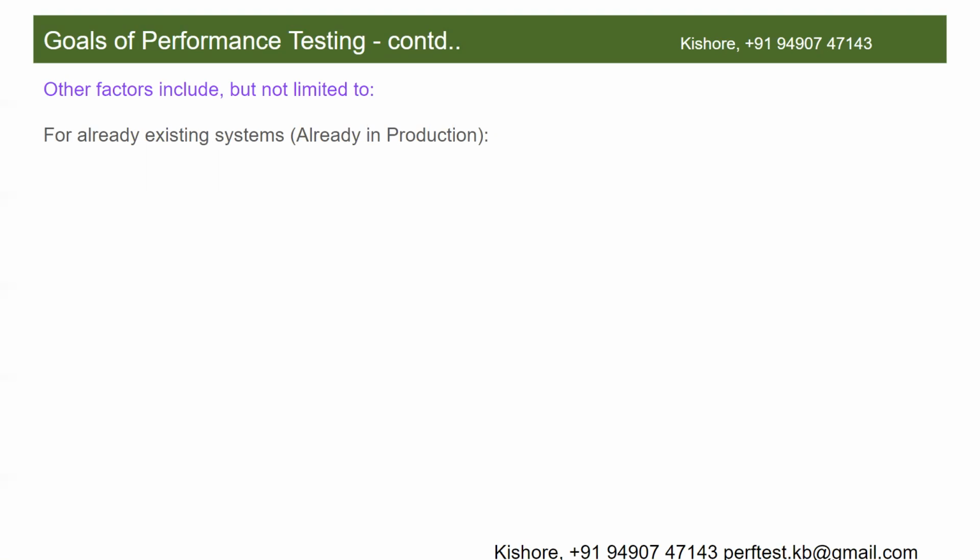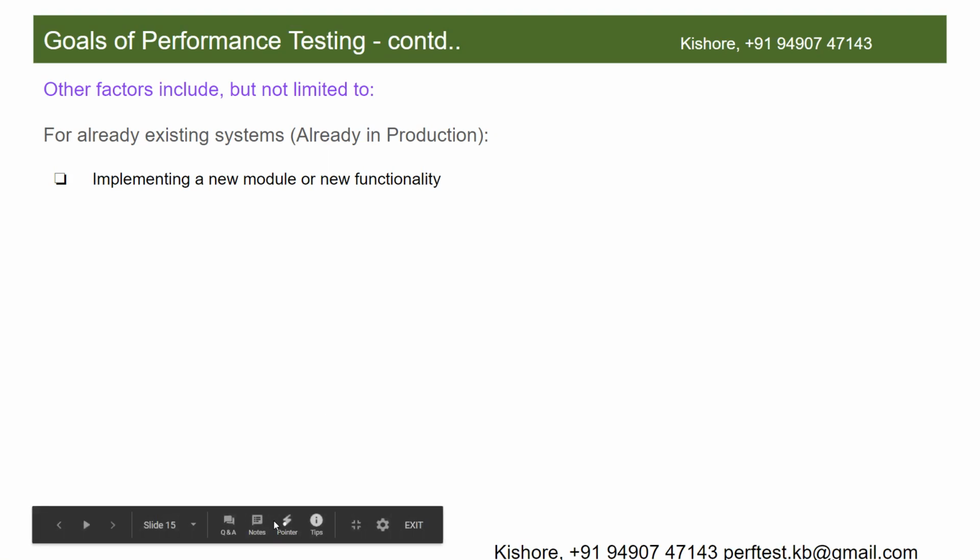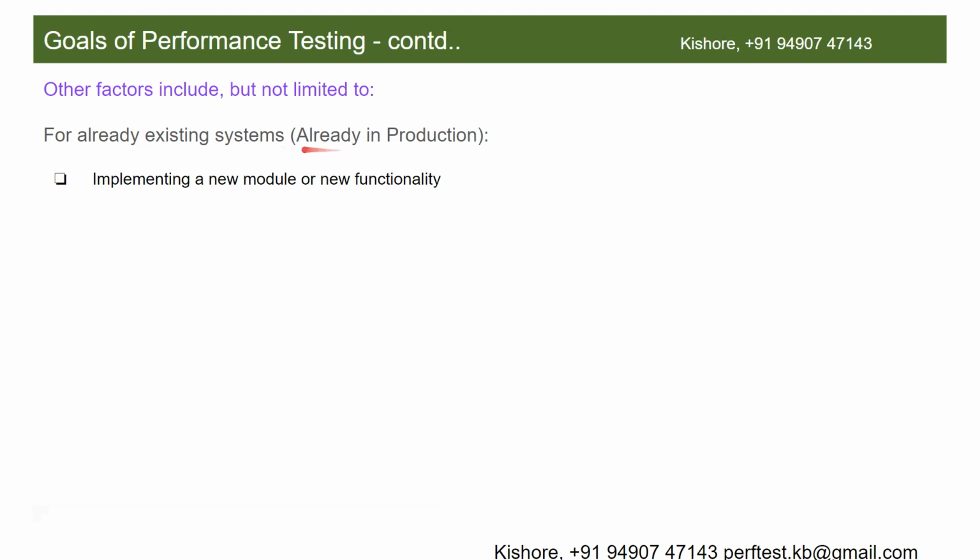First I will explain for an already existing system, which means a system that is already in production. Is it clear? When I say already existing system, it means which is already in production. Take some examples, like Redbus or the IRCTC application. These have all been in production for many years.